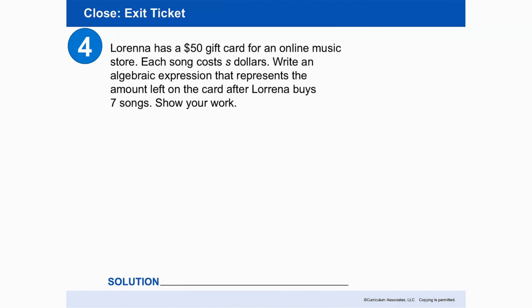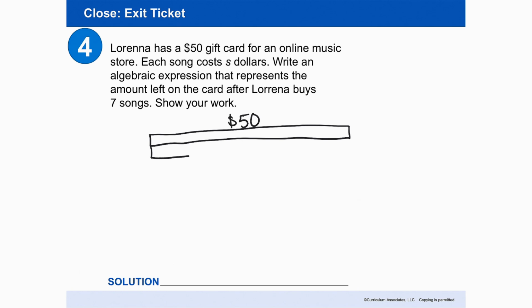Now looking at number 4, Lorena has a $50 gift card. So I'm going to model this one with a tape diagram. So here's Lorena's gift card, right? It says it's worth $50. There's her gift card. For an online music store, each song costs S dollars. So we don't know how much the songs cost yet. Write an algebraic expression that represents the amount left on the card after Lorena buys 7 songs.